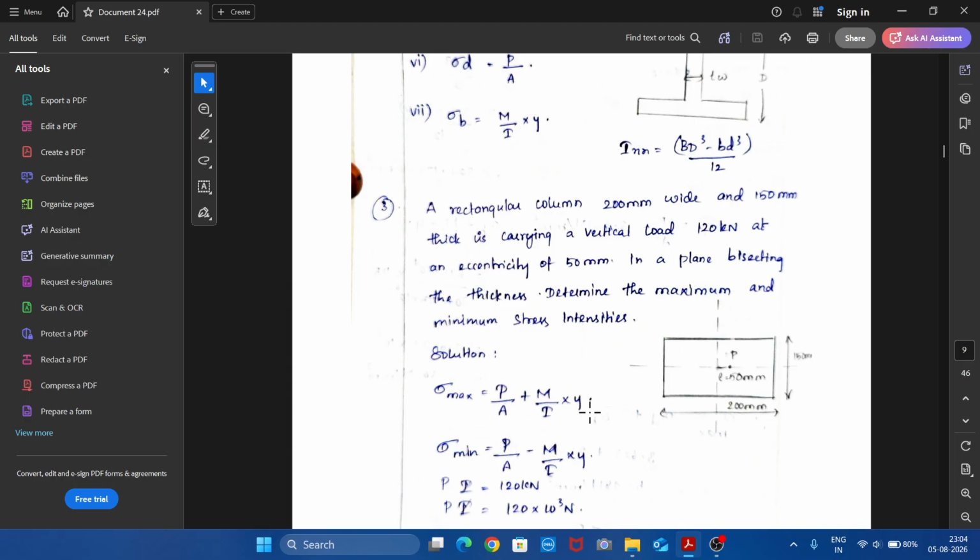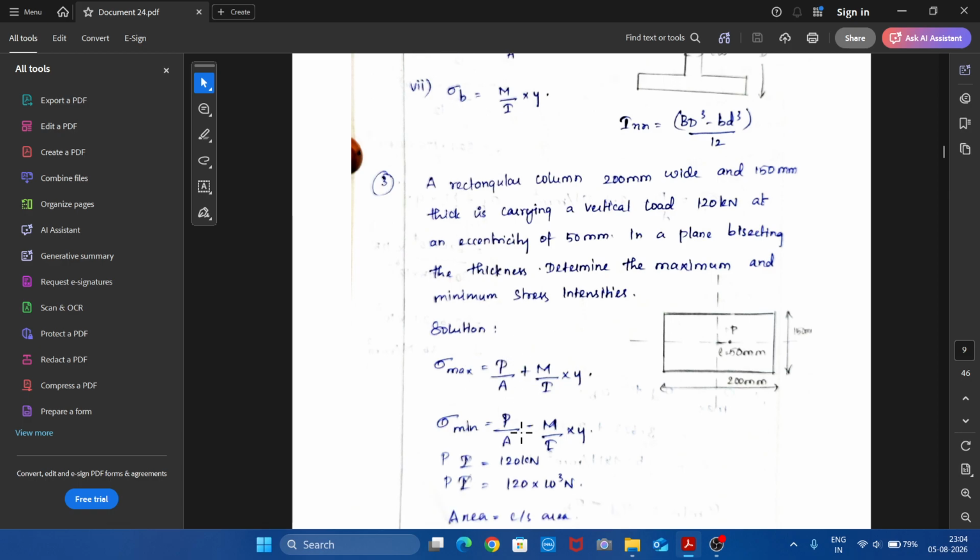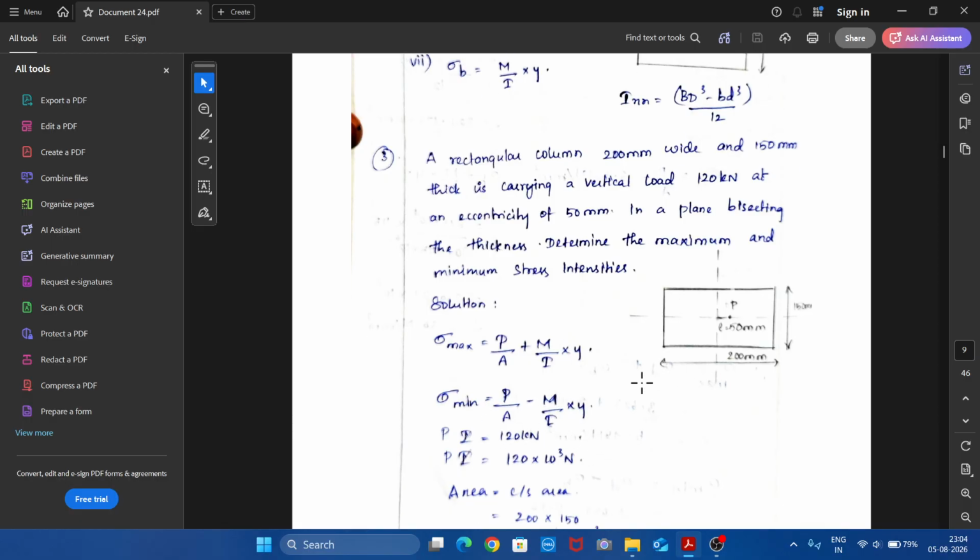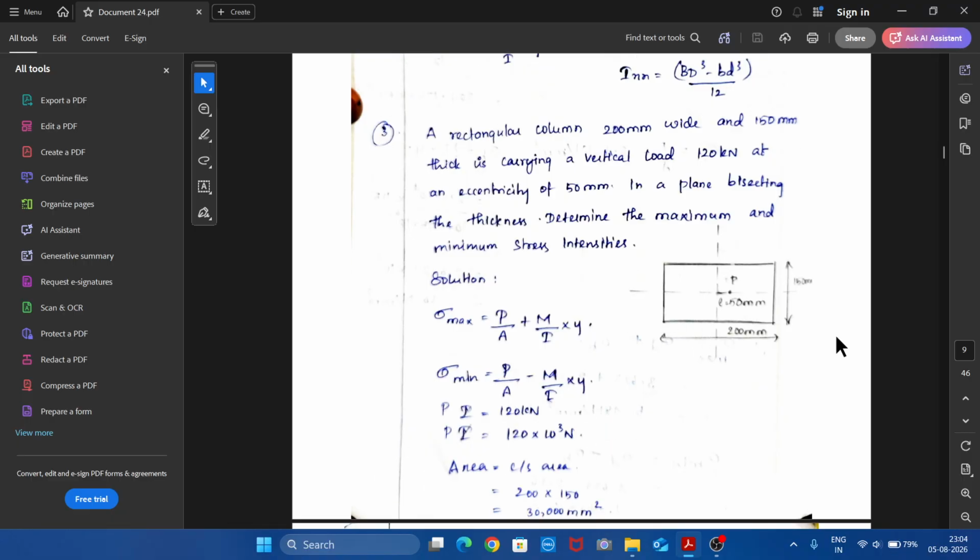Direct stress is load by area, bending stress is M by I into y. Similarly, minimum stress will be P by A, direct stress, minus bending stress, M by I into y. Now we will find each of the terms. So P equal to the load, 120 kilonewton, therefore 120 into 10 power 3 Newton. Then area, width into depth, 200 into 150.